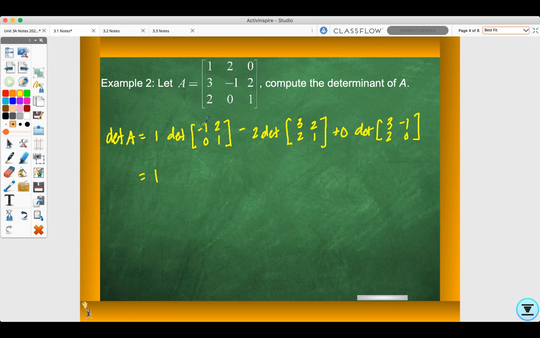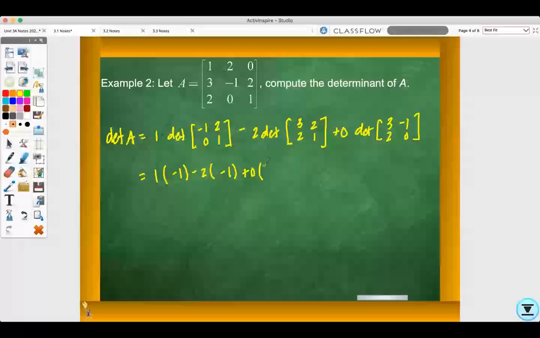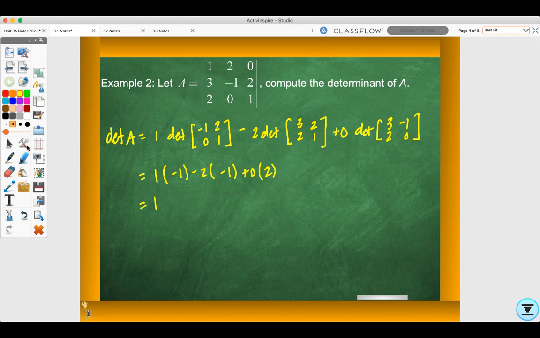When I go ahead and do this, this would be 1 times negative 1 plus minus 0, which is just negative 1, minus 2 times 3 minus 4, which is negative 1, plus 0 times 3 minus negative 2, or excuse me, 0 minus negative 2, which is 2. This would then equal 1. So the determinant of A is 1.